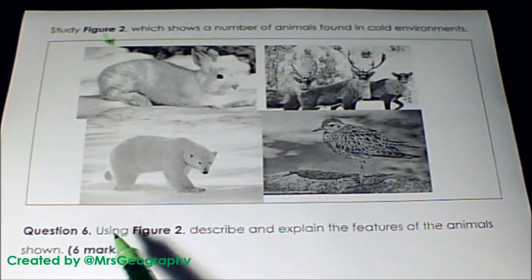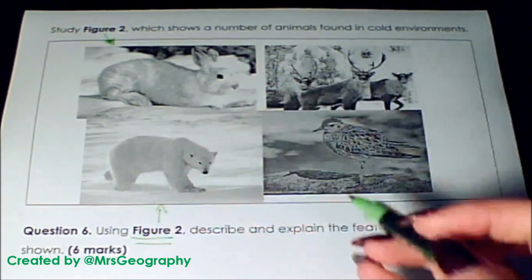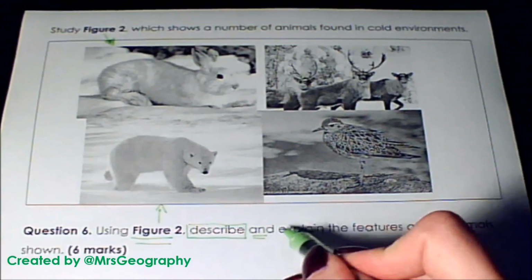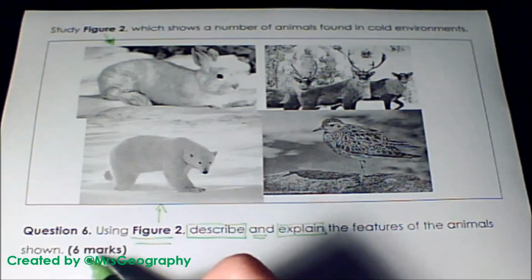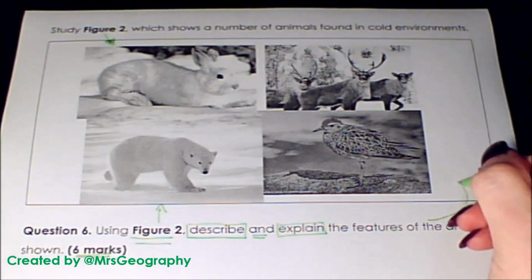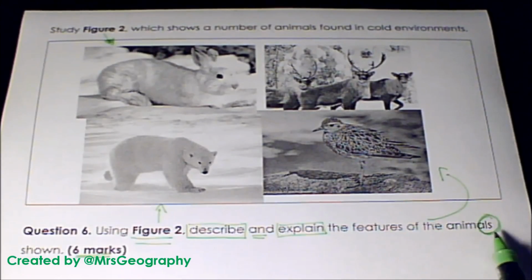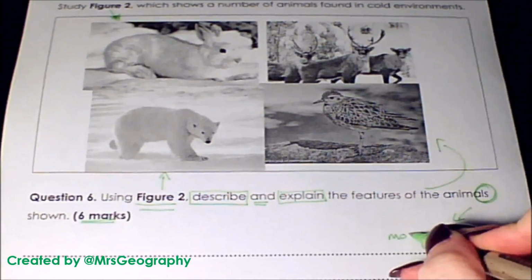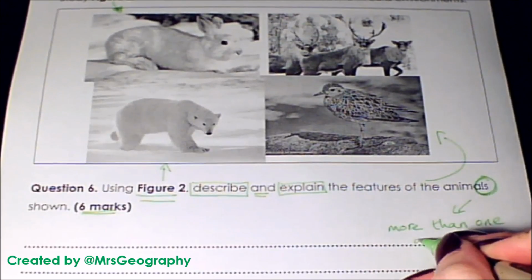So question 6, you've got to use figure 2. So we know that figure 2 is above us. We've got to describe this time and explain the features of the animals shown. So 6 marks. So we've got to relate back to the figure, and it says animals. They're very, very subtle sometimes with their plural, so you must use more than 1 animal example.